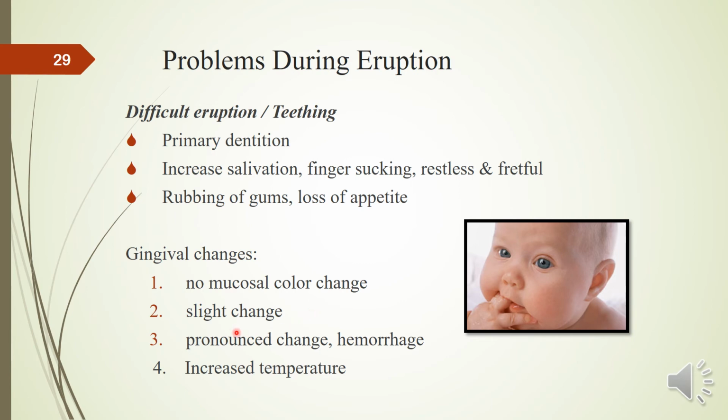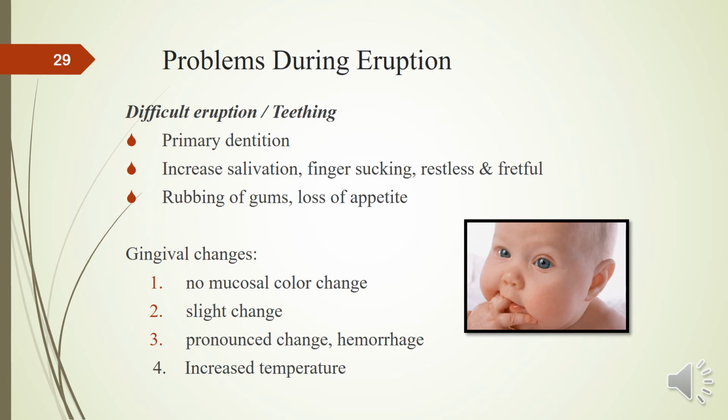There may not be many changes in the gingiva; there may be a slight increase in redness, or some bleeding due to the mucosal penetration, and of course increased temperature. This is the time when the child will try to stick his finger into the mouth, and especially if the fingers are contaminated with bacteria, the child will have diarrhea, loose motions and gastrointestinal upset, and the parents will wonder how loose motion is associated with teething.